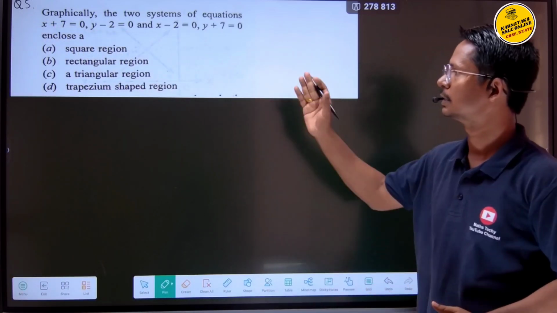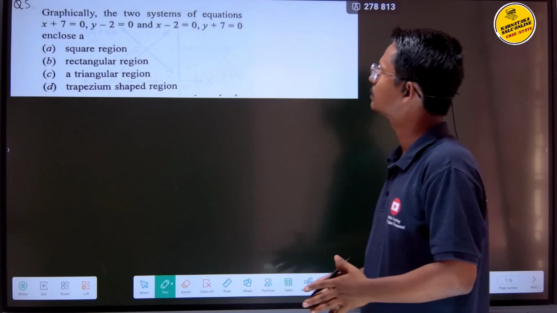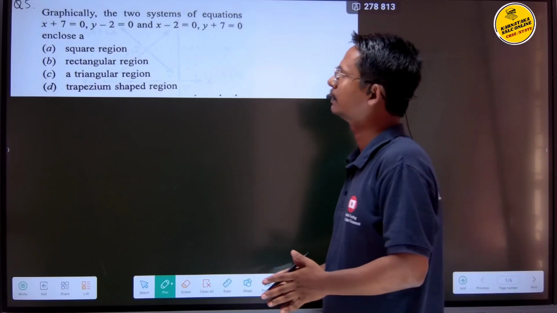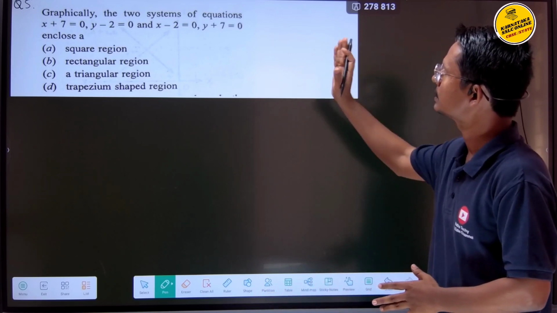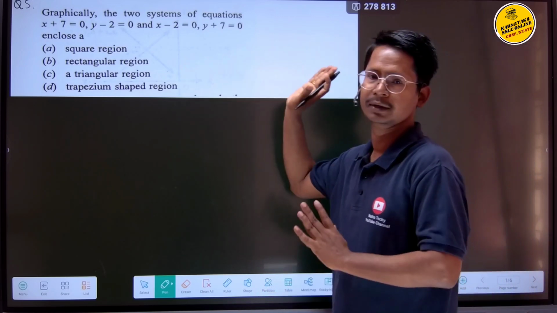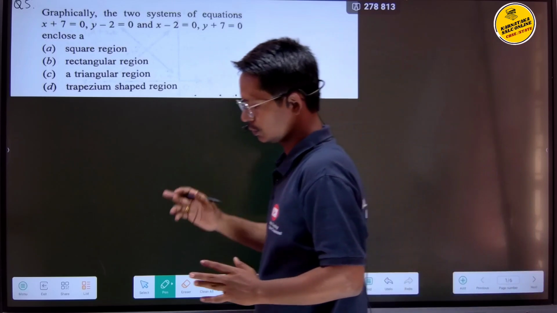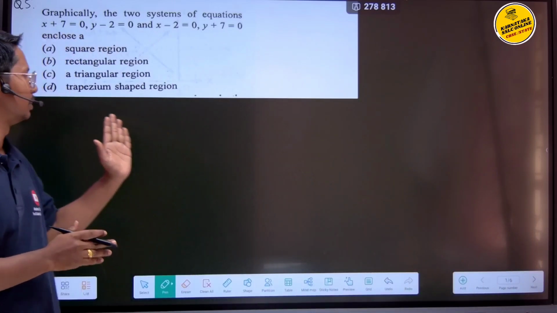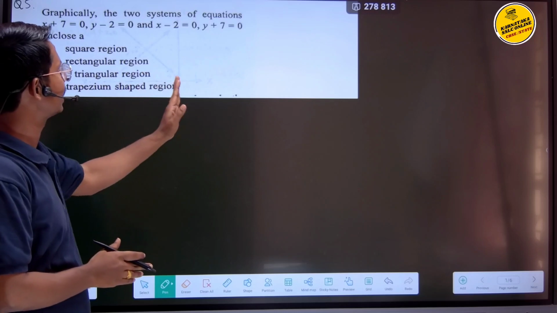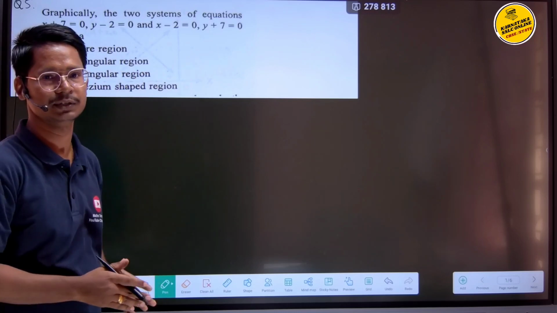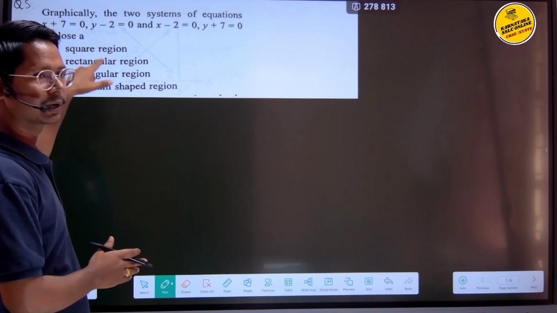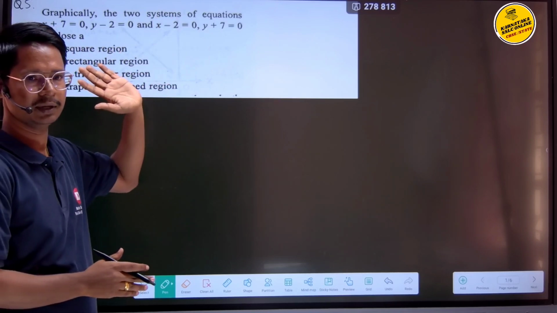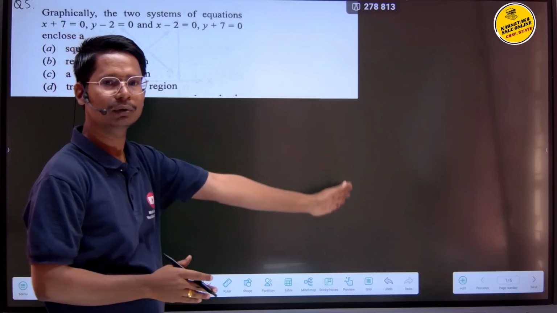See the question. Graphically, the two systems of equations x plus 7 equal to 0, y minus 2 equal to 0, and x minus 2 equal to 0, y plus 7 equal to 0 enclose. It means you need to identify which shape you will get after drawing these four equations. You can even get an idea of which shape you get just by seeing the equations, but first we will try to draw on a graph.